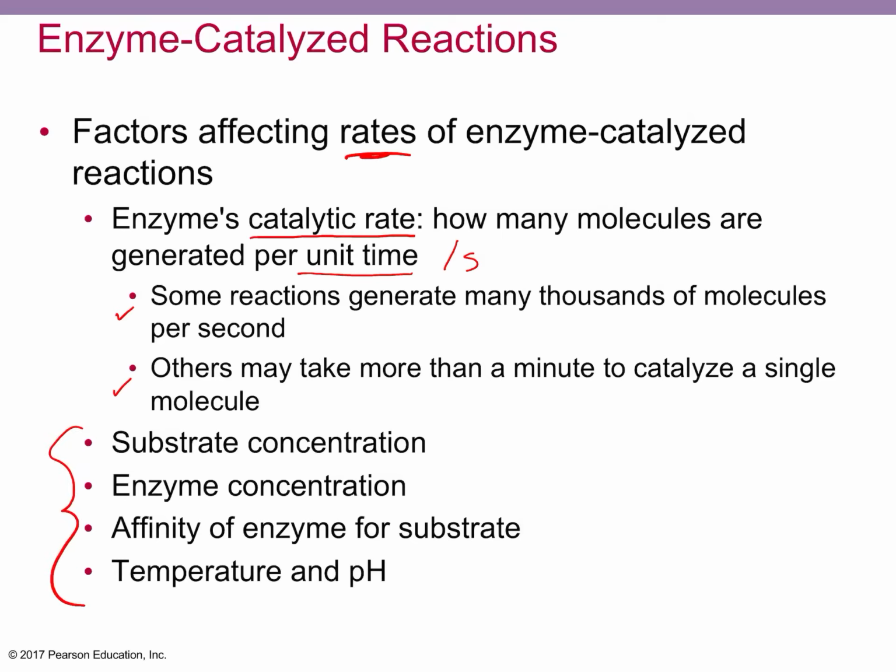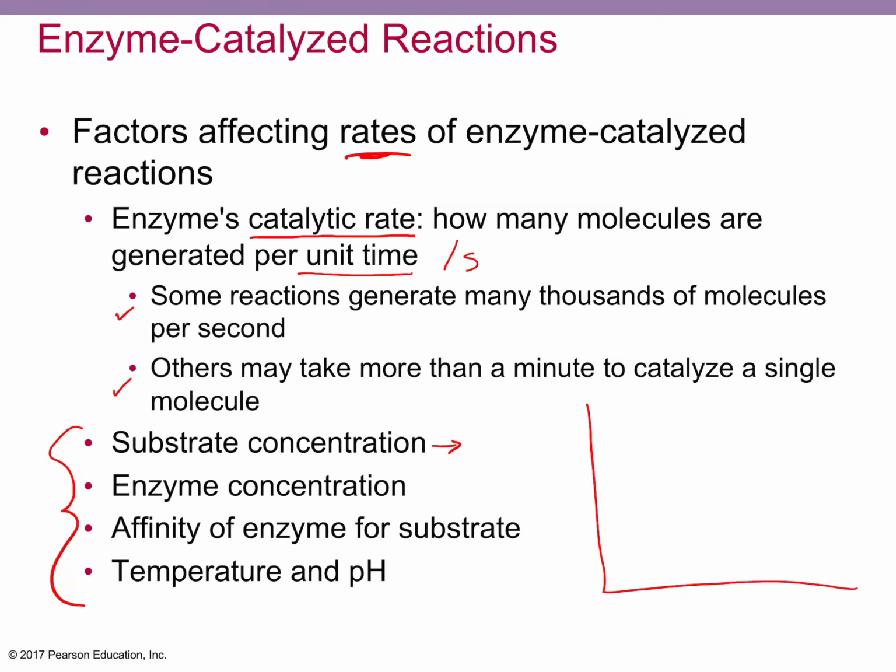What can affect the rate of an enzyme? So there's substrate concentration. If you're just looking at how much product is being made, then the more substrate you have, the more of it will fit into the active site of the enzyme, and the more product will be made. And then at some point you reach saturation.